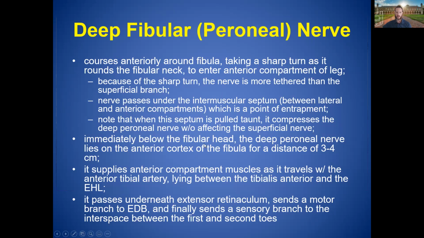Immediately below the fibular head, the nerve lies along the anterior cortex of the fibula, travels for a few centimeters, and then continues to travel with the anterior tibial artery, lying between the tibialis anterior and the extensor hallucis longus. Then at the level of the dorsum of the ankle, it passes underneath the extensor retinaculum, sends a motor branch to the extensor digitorum brevis, and finally a sensory branch to the inner space between the first and second toe.